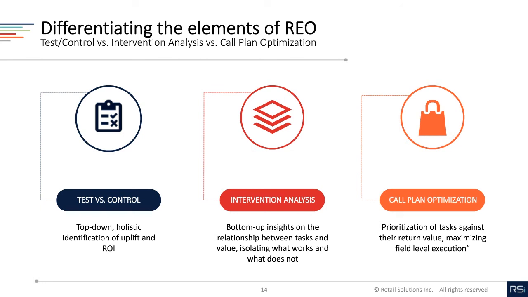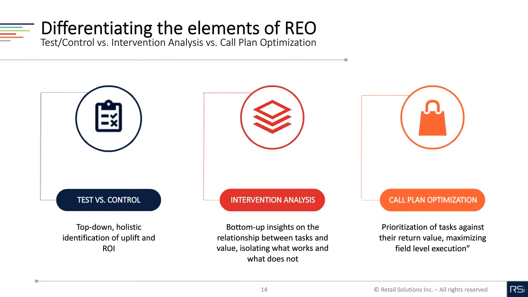It's also worth noting here that there are a number of other reporting and analysis streams that are derived from the 3 core elements, however, for today's webinar, we'll focus on the core 3. The core 3 is made up of test versus control, top-down holistic identification of uplift and ROI; intervention analysis, bottom-up insights on the relationship between tasks and value, isolating what works and what doesn't; and finally, core file optimization, prioritization of tasks against their return value, maximizing field-level execution.